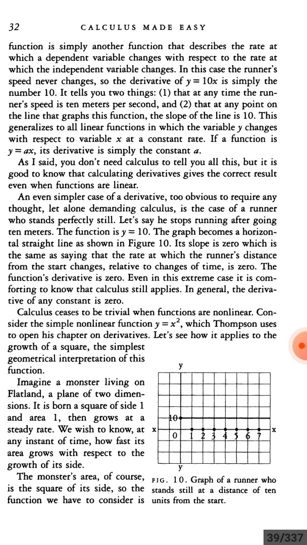Its slope is 0, which is the same as saying that the rate at which the runner's distance from the start changes relative to change of time is 0. The function's derivative is 0 even in this extreme case. It is comforting to know that calculus still applies. In general, the derivative of any constant is 0.